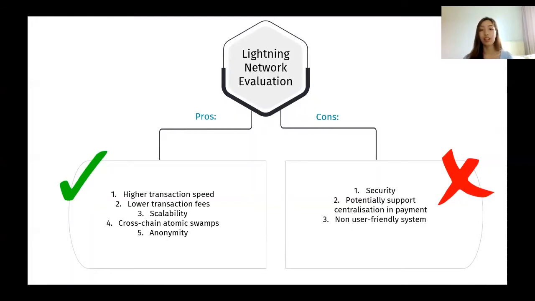And then thirdly, non-user friendly system. The apps running on Lightning are not exactly very accessible to novice people. And then also, one thing to note is that currently the adoption of the Lightning Network is relatively low, but it has been seeing a pretty steady growth and development over time.